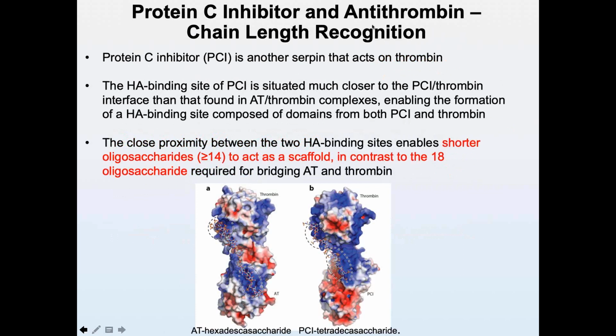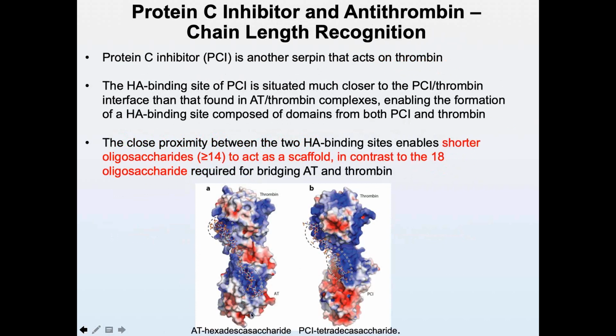Protein C inhibitor and antithrombin chain length recognition. So in the previous slide, we saw how antithrombin, when it binds to a heparin, is able to bind to thrombin and inactivate its activity. You also have protein C, which can also inhibit thrombin. So how do these two compare?